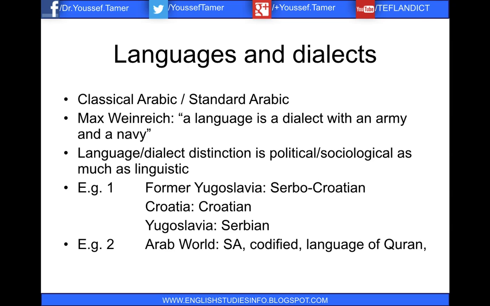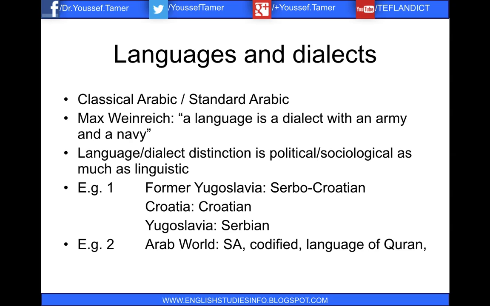Another example, the Arab world, for instance. If we go to our context, we have standard Arabic. It was adopted. Yes, please. Which criteria did it meant to differentiate between somebody... Political? Yes, political. So I'm talking in general terms. You get political reasons or sociological reasons or whatever.